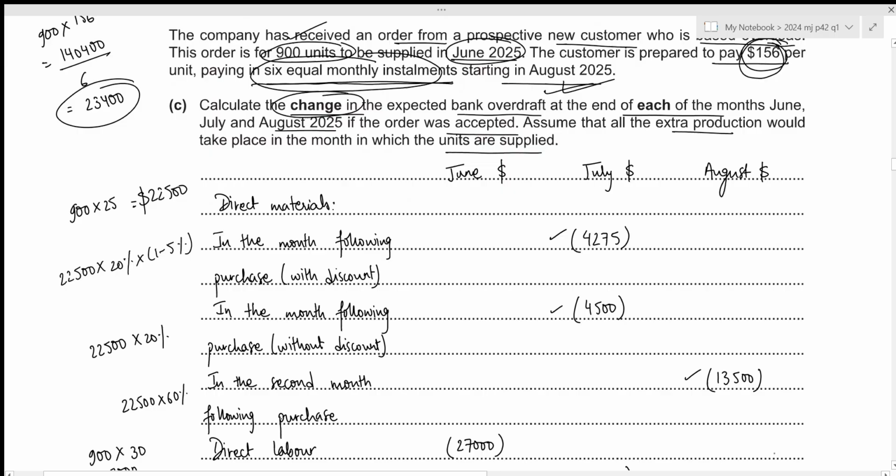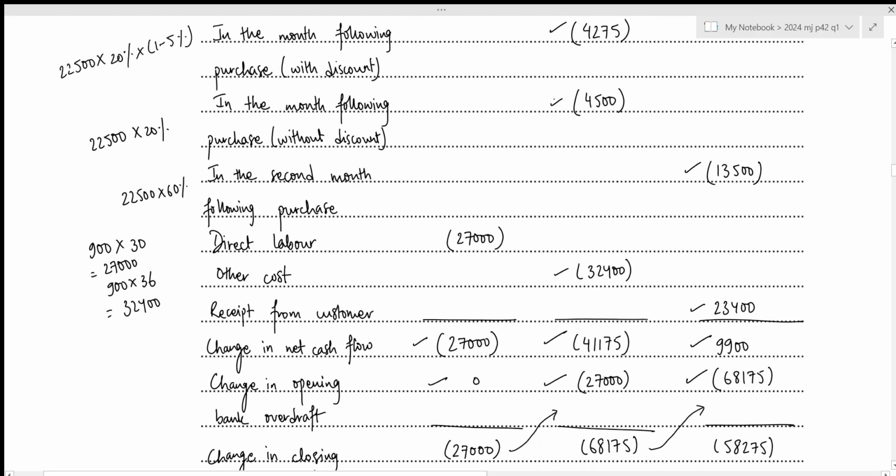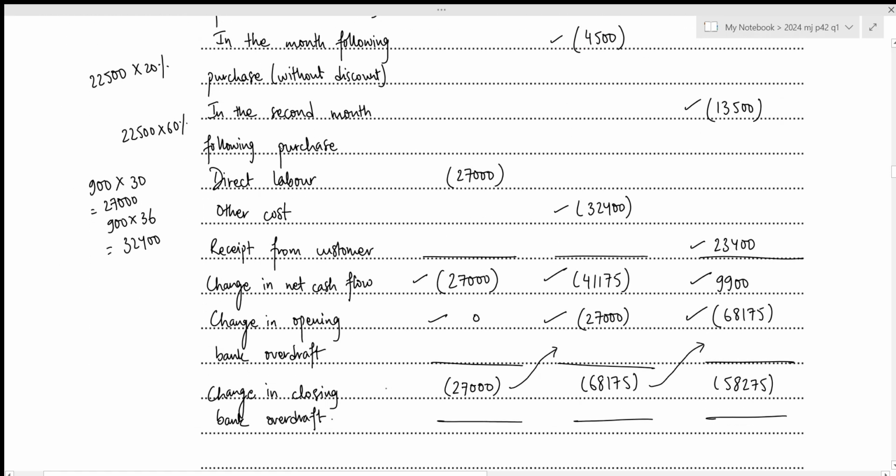And the question has asked to calculate the change in the expected bank overdraft at the end of each of the months June, July and August, which is right here. So it just means that for the month of June, the bank overdraft will further decrease by 27,000. For the month of July, it will further decrease by 68,175. And for the month of August, it will further decrease by 58,275. That is all for the third part. Let's move towards the next one.